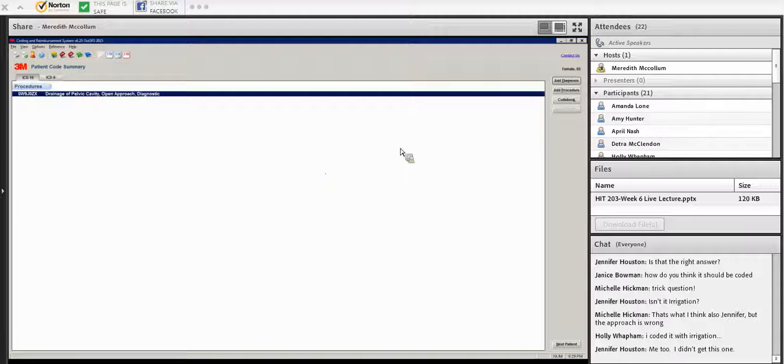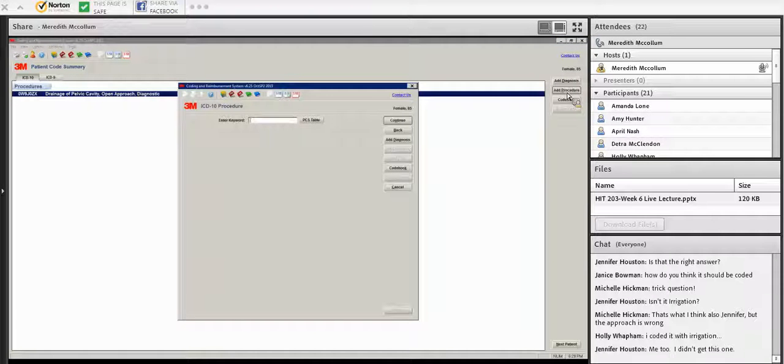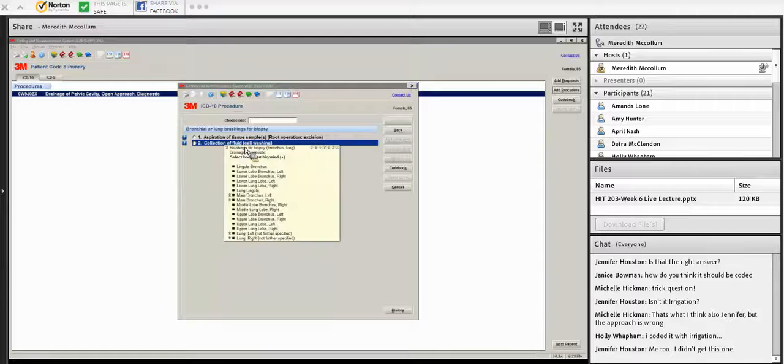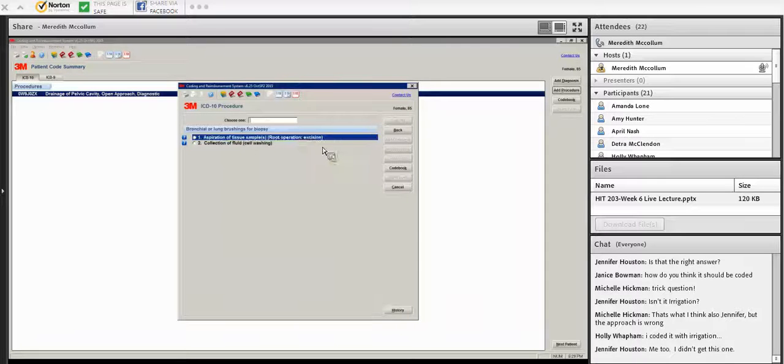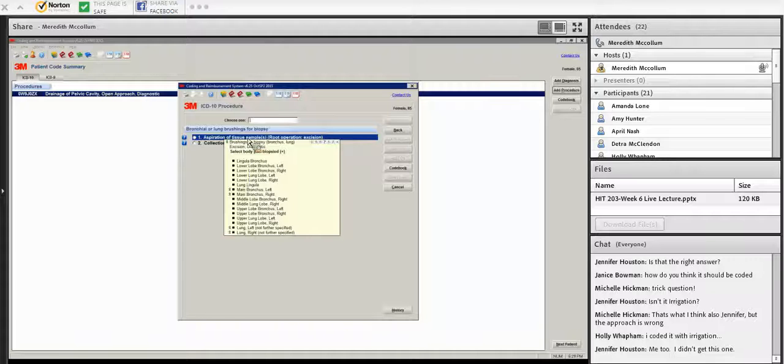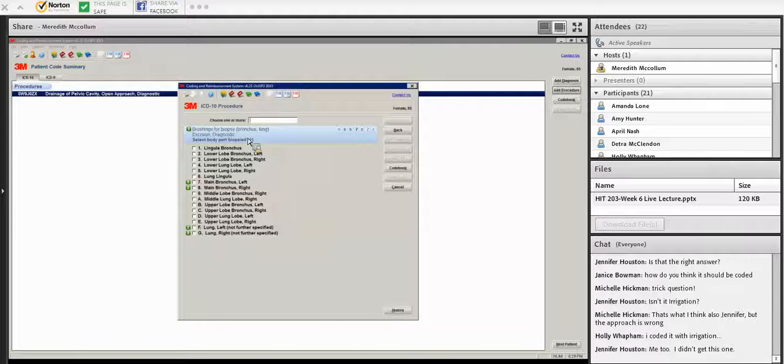Okay. So the next thing they did was brushings. So if you type in brushings, brushings for biopsy. So are they doing a collection of fluid? No, not on that one. They're doing an aspiration of tissue samples. So they're doing excision. And in this case, it's the right-sided diaphragmatic. So, and you're not going to give me that. Okay, so I can't even do brushings.